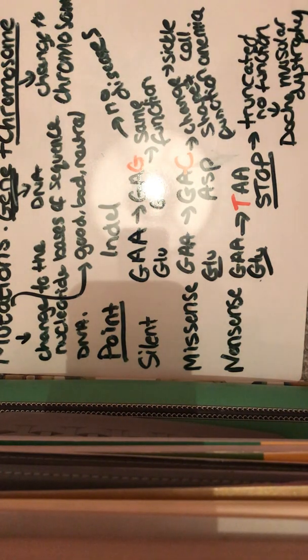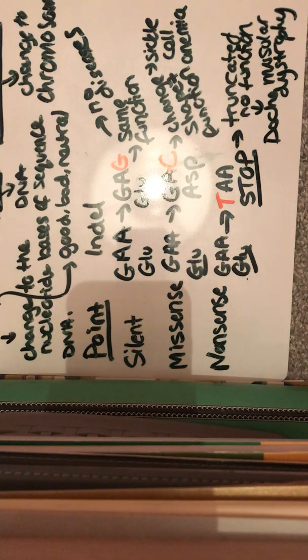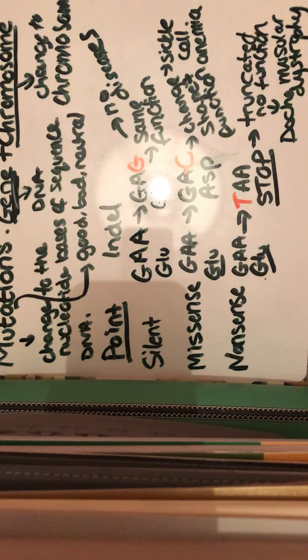Okay, so they're the three types of point mutations that we're going to look at. I'll just rub these out so we've got some space to then have a look at the indel mutations.